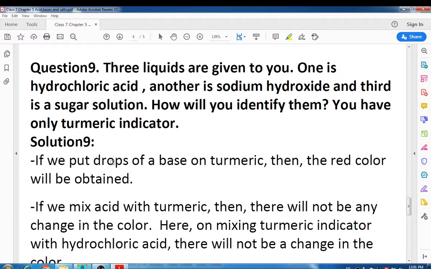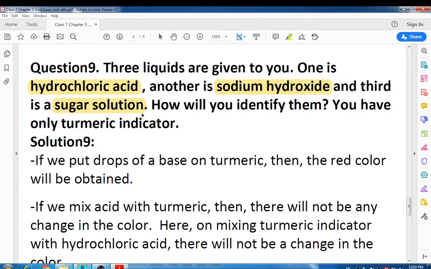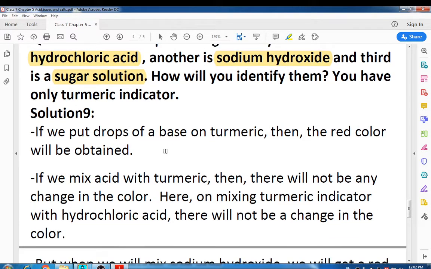Then question number 9. Three liquids are given to you. One is hydrochloric acid, that is HCl. Another is sodium hydroxide, that is NaOH. And third is sugar solution. So how will you identify them? If you have only turmeric indicator, we have learned which color the turmeric indicator changes to when the substance is acid, base or neutral.